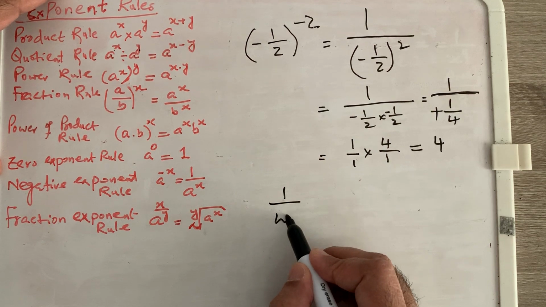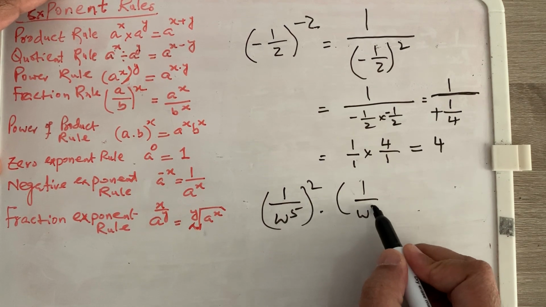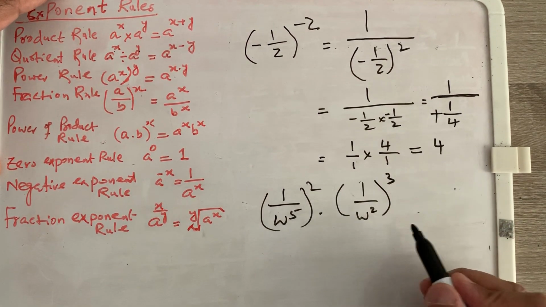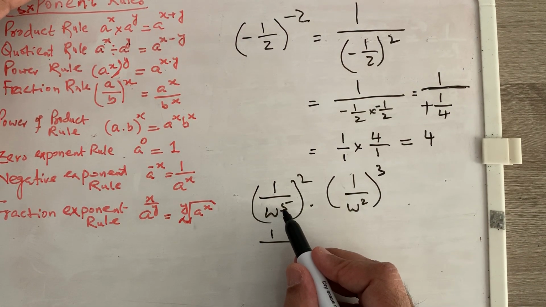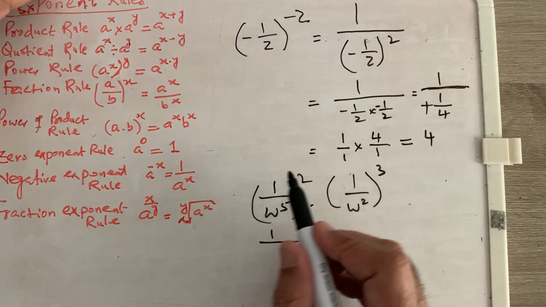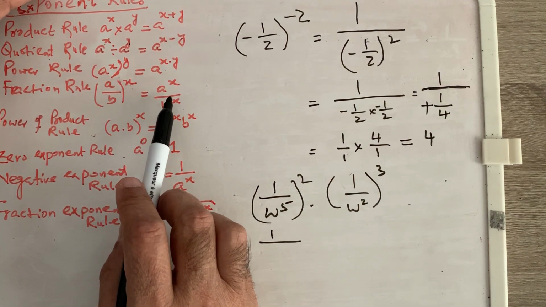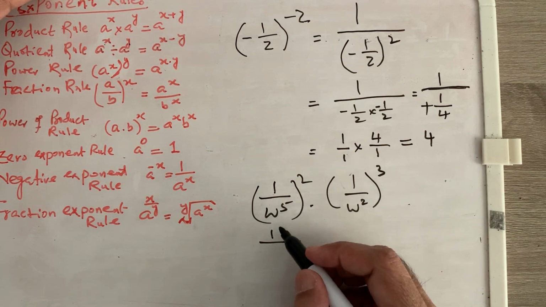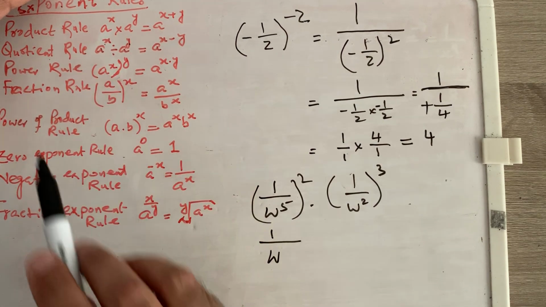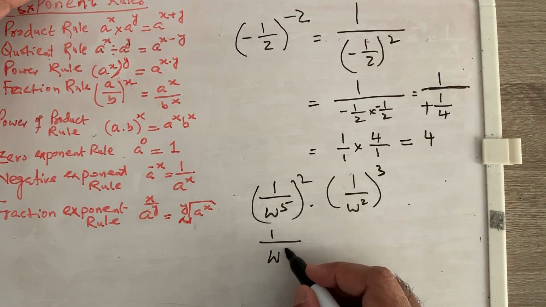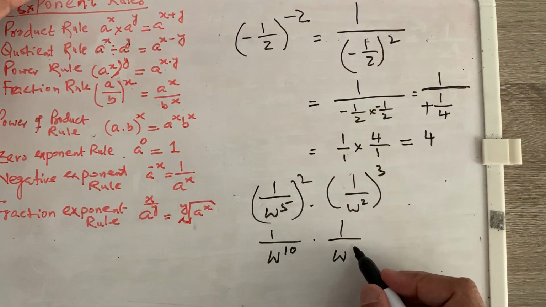1 over w to the power 5, to the power 2, times 1 over w to the power 2, and cubed, right? So this time I have 1 over w to the power 5 and 2, so here is the same thing as a to the power x over b to the power x. So 1 is 1, so 1 to the power 2 remains 1, but the w will go as 5 times 2, by this rule, because the exponent rule says that power to the power will be multiplied. So 5 times 2. And here w to the power of 2 times 3 is 6.